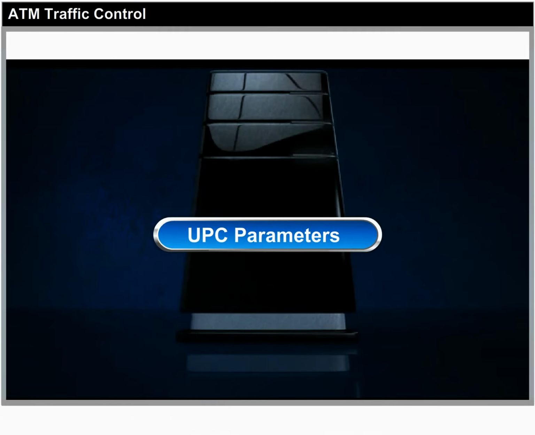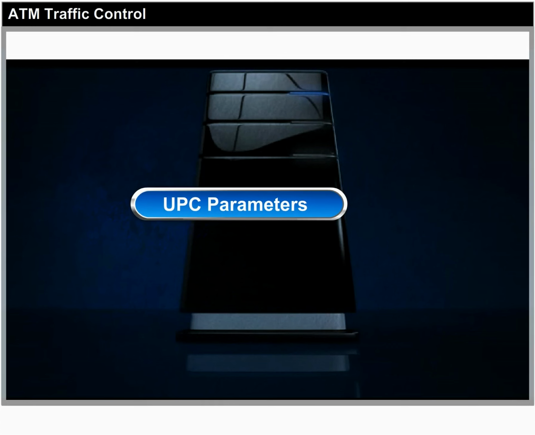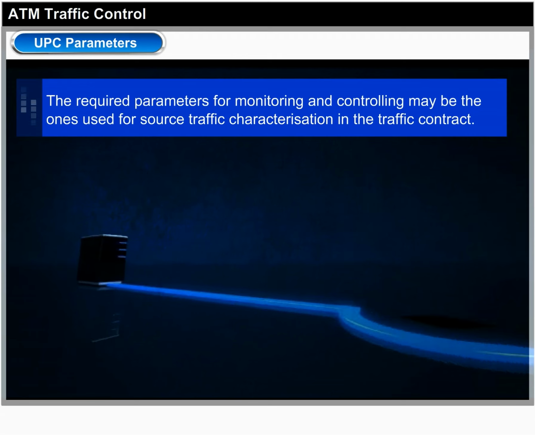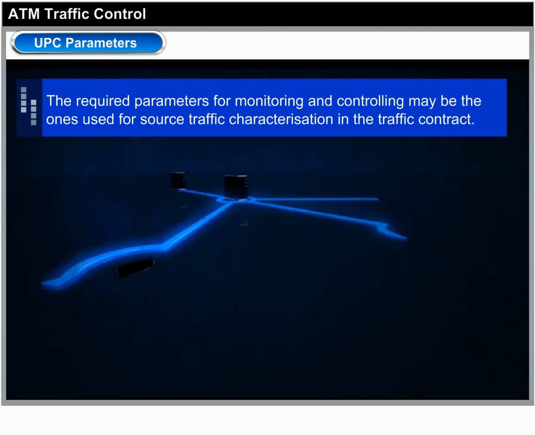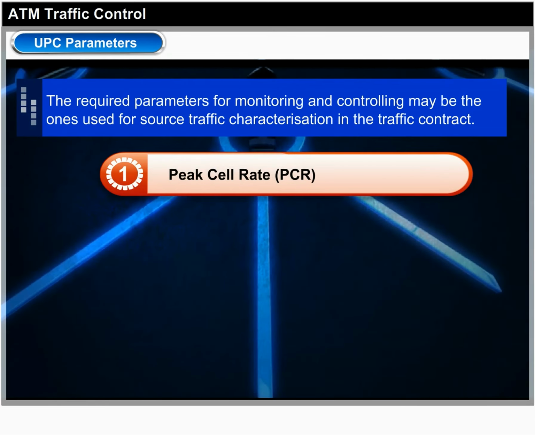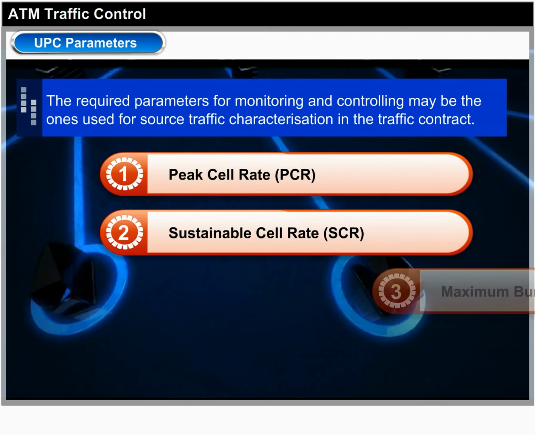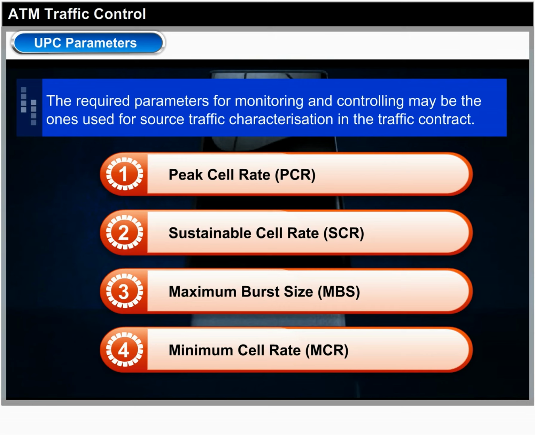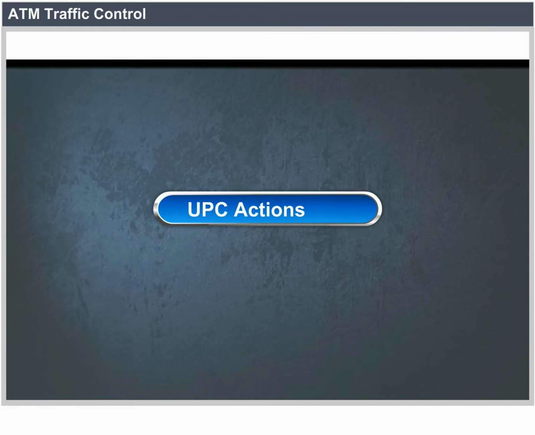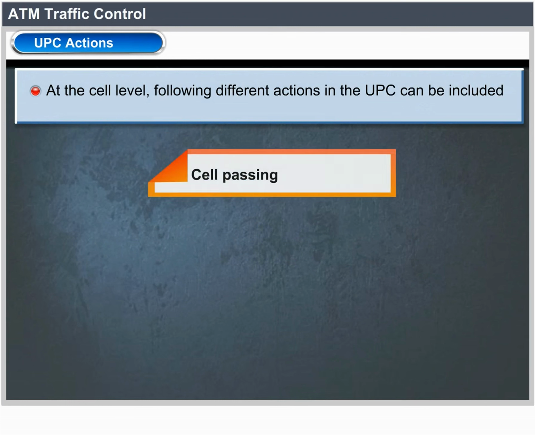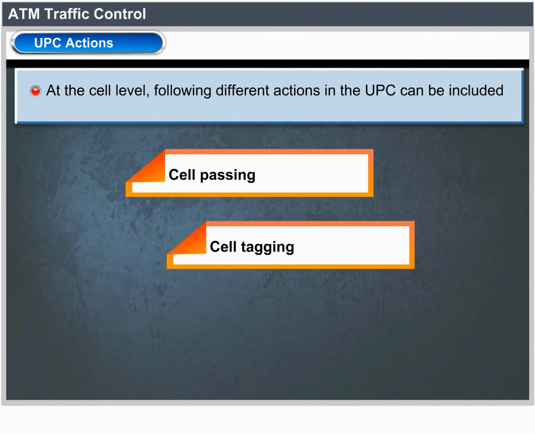UPC parameters. The parameters required to monitor and control may be the same as the ones used for source traffic characterization in the traffic contract: peak cell rate (PCR), sustainable cell rate (SCR), maximum burst size (MBS), minimum cell rate (MCR). UPC actions. At the cell level, different actions in the UPC can be included: cell passing, cell tagging, cell discarding.